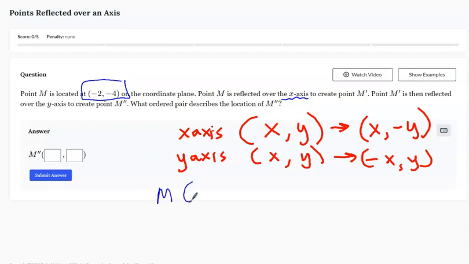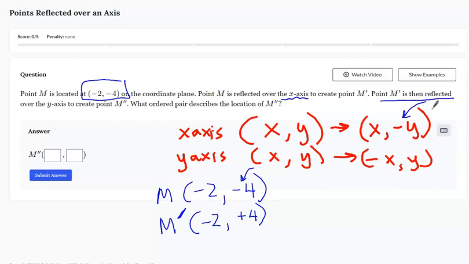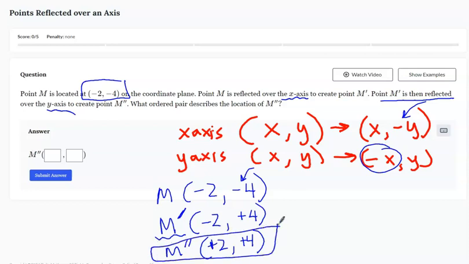So the original M, which is -2, -4, will become a new point called M prime. And when you reflect over the x-axis, you change the sign of the y. So M prime will be -2, +4. They then want you to take this point, M prime, and reflect it over the y-axis. So this will become M double prime. When you reflect over the y-axis, you change the sign of the x-coordinate. This is the point they want you to type here.